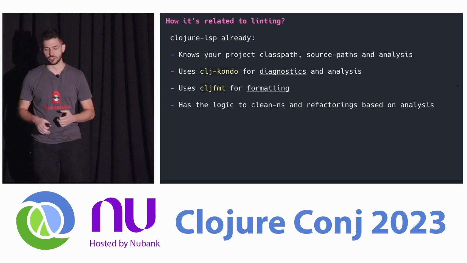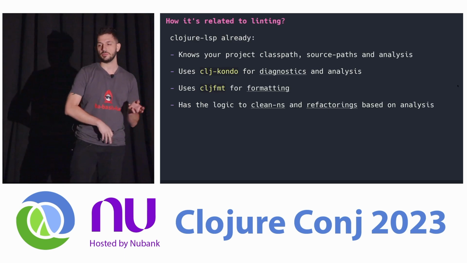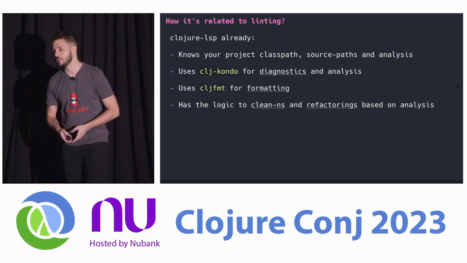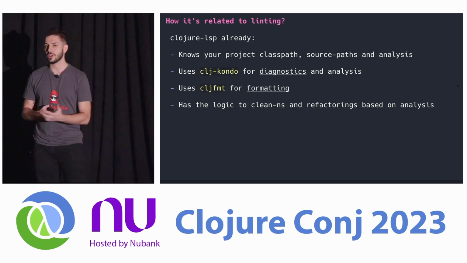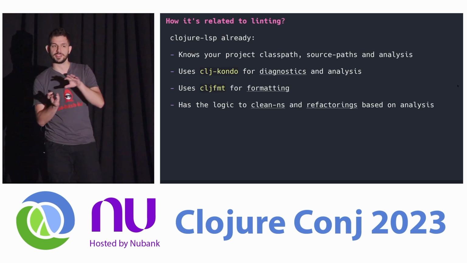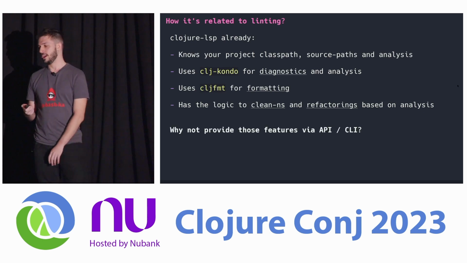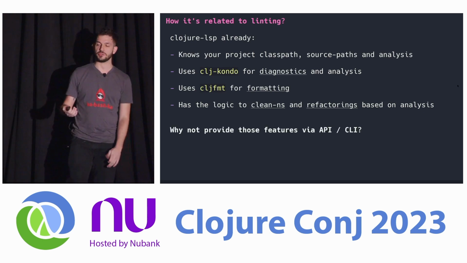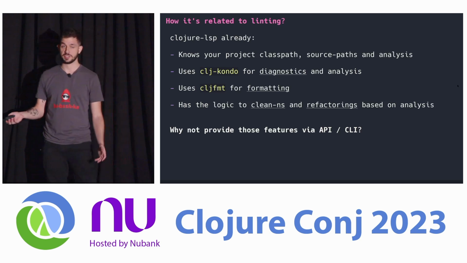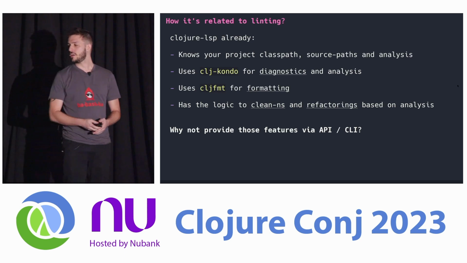Also, it has the logic to clean the namespace and do lots of refactorings, like moving functions, cycling some private functions. There is a lot of refactoring. So we already have all this stuff, but we are just delivering to the editor. We could deliver to another entry point, right? Why not provide all those features via an API, via a command line interface? Because that is possible. We already did the hard stuff, you know?